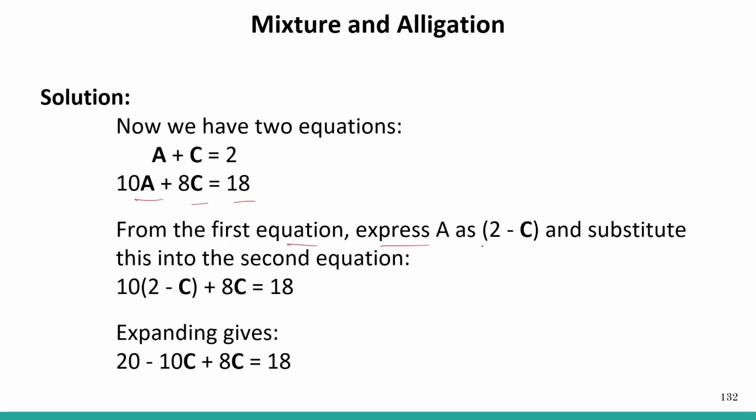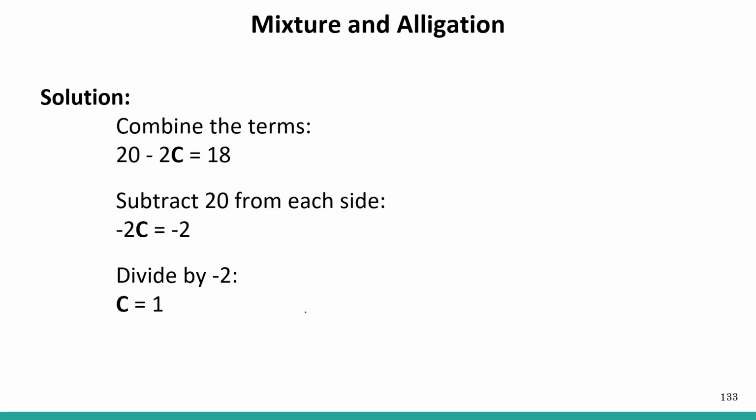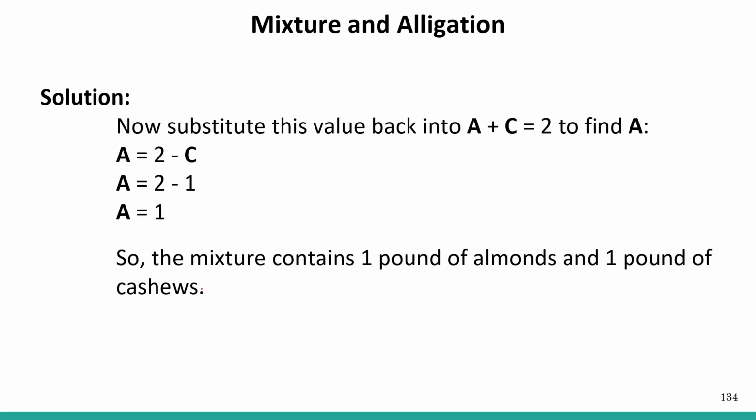From the first equation, express a as 2 minus c and substitute this into the second equation. So 10 into 2 minus c plus 8c is equal to 18. Expanding gives 20 minus 10c plus 8c is equal to 18. Combining these terms, 20 minus 2c is equal to 18. Subtracting 20 from each side, we get minus 2c is equal to 18 minus 20, which is minus 2. So this implies that c is equal to 1.